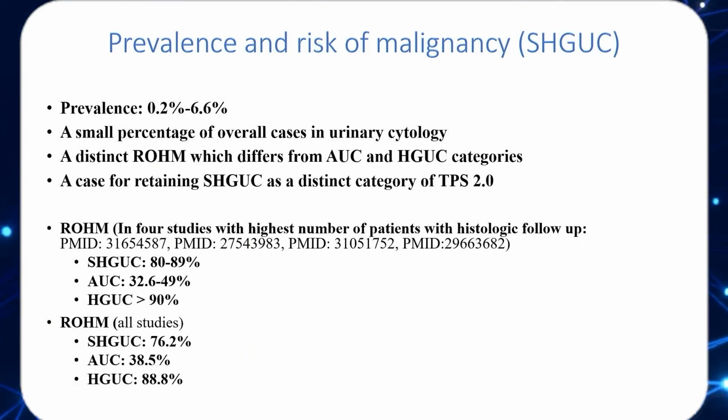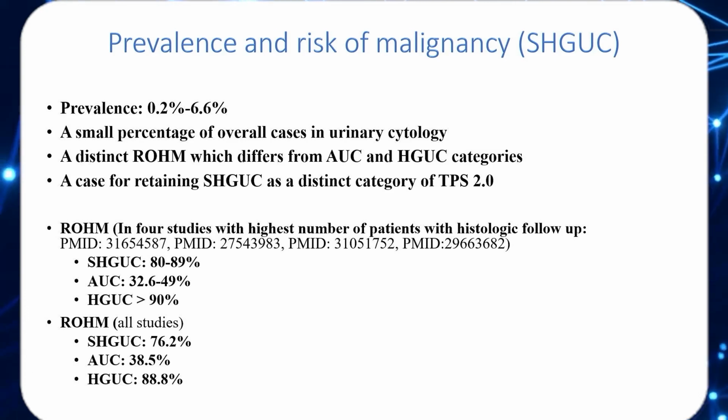So the prevalence of the suspicious category is still on the lower side. We are hitting it at about 3%, but in the literature, it can range up to 6.6% of a given practice. It's still a very small percentage of urinary cytology. And this is really giving you a complete picture based on literature review that the risk of high-grade malignancy for the suspicious category is clearly distinct from the atypical as well as the outright malignant categories.